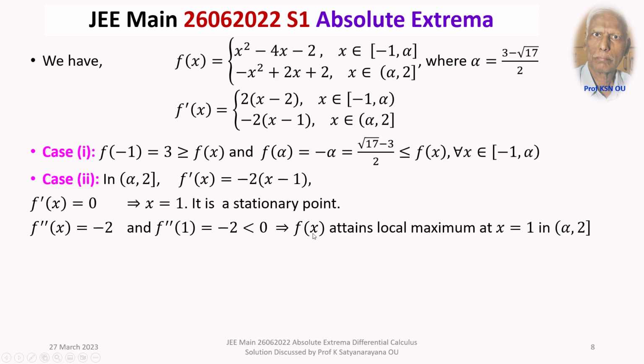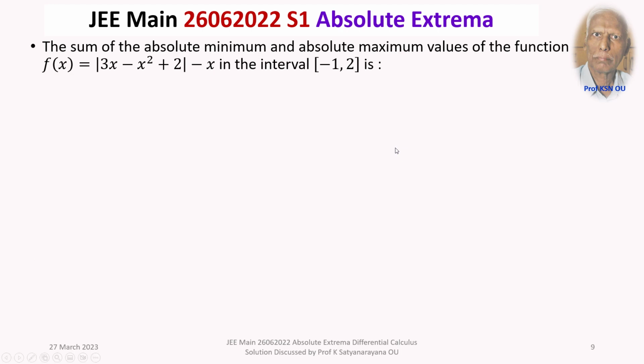Therefore, by the second derivative test, f of x attains a local maximum at x is equal to 1 in this interval alpha to 2. And the local maximum, f max, is the value of f at 1. And what is the function? The function in alpha to 2 is minus x square plus 2x plus 2. Evaluate at x is equal to 1. We get the answer 3. And that is the local maximum of f in the second part of the interval. Agreed. We continue in the next slide.